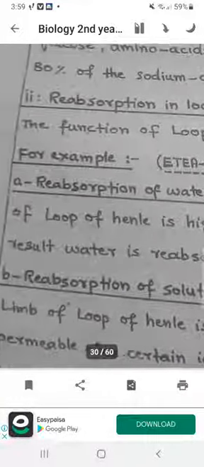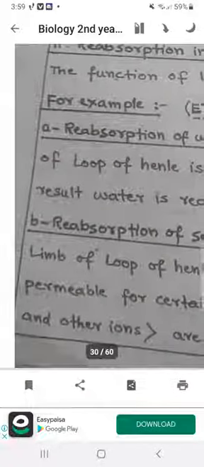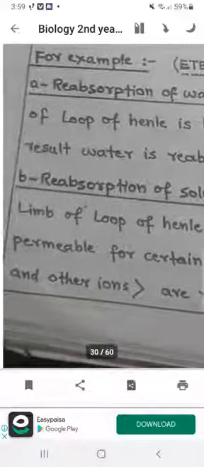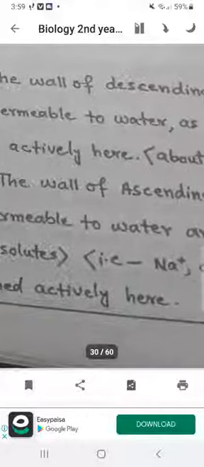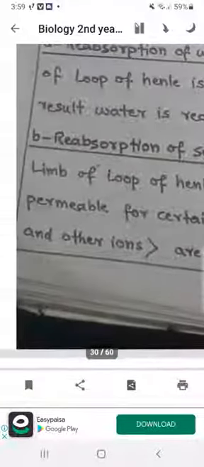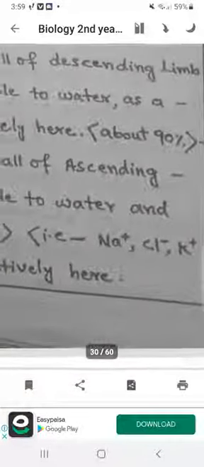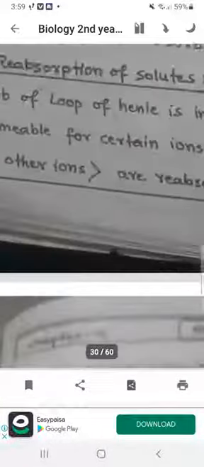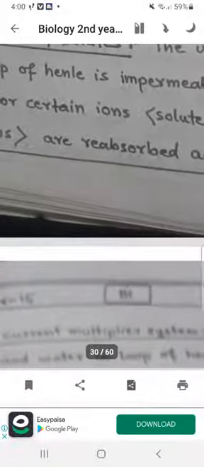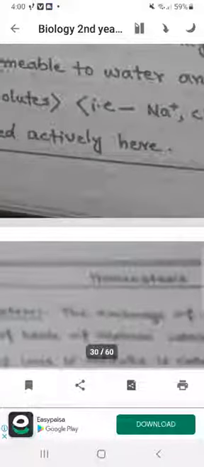Reabsorption in loop of Henle. The function of the loop of Henle is to conserve water. A, reabsorption of water: the wall of the descending limb of the loop of Henle is highly permeable to water. As a result, water is reabsorbed here, about 90%. B, reabsorption of solute: the wall of the ascending limb is impermeable to water and permeable to certain ions, that is, sodium, chlorine, potassium, and other ions are reabsorbed actively here.